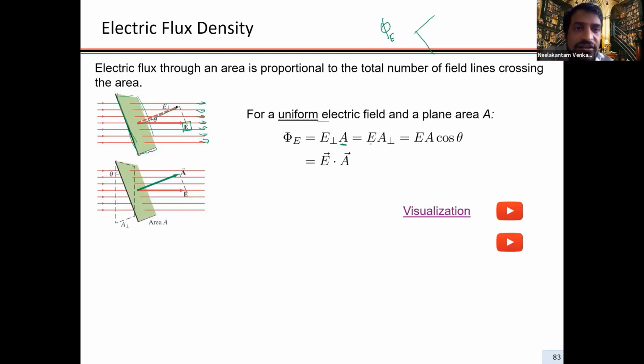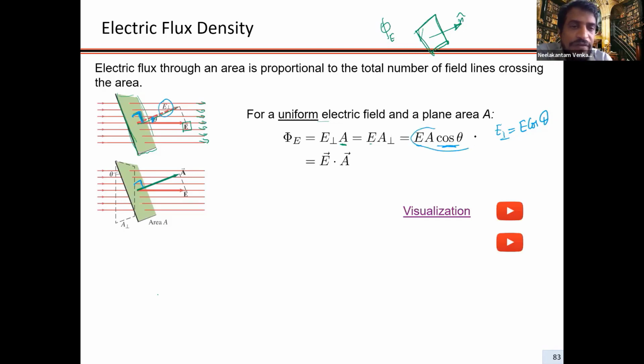So here we have defined this to be my rectangular area. This guy is the normal vector. Normal vector means perpendicular. That means this makes an angle of 90 degrees with the surface. How do you then find the perpendicular component? You know that the perpendicular component is going to be E cosine theta. If this angle is theta and this is E, then my E perpendicular is E cosine theta.